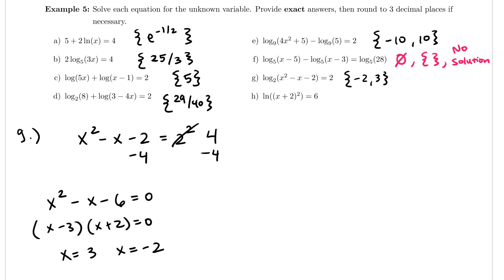If you check both of those x values into the original equation, it should become true. So negative 2 and 3 is our solution set. Let's move on to the next one.